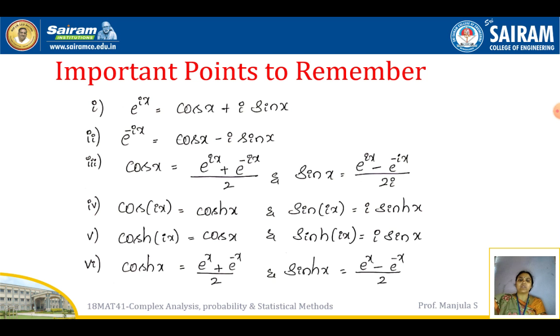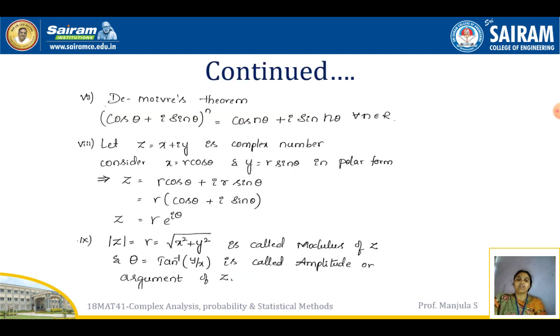Similarly, sin x can be written as e to the power ix minus e to the power minus ix, divided by 2i. And cos ix can be written as cos hyperbolic of x. Sin of ix can be written as i into sin hyperbolic of x. Similarly, cos hyperbolic of ix is cos x and sin hyperbolic of ix is i into sin x. Cos hyperbolic of x can be written as e power x plus e power minus x, divided by 2, and sin hyperbolic of x can be written as e to the power x minus e to the power minus x, divided by 2.